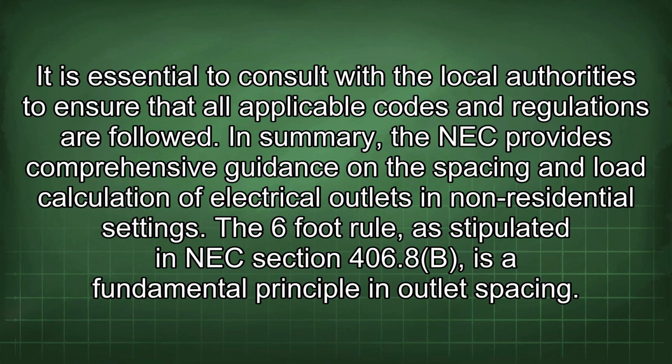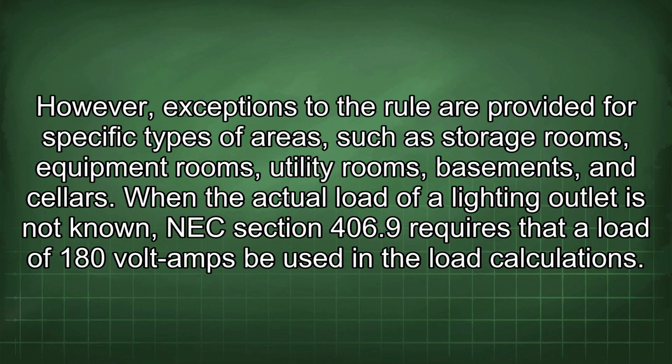In summary, the NEC provides comprehensive guidance on the spacing and load calculation of electrical outlets in non-residential settings. The 6-foot rule, as stipulated in NEC section 406.8b, is a fundamental principle in outlet spacing. However, exceptions to the rule are provided for specific types of areas, such as storage rooms, equipment rooms, utility rooms, basements, and cellars. When the actual load of a lighting outlet is not known, NEC section 406.9 requires that a load of 180 volt amps be used in the load calculations.